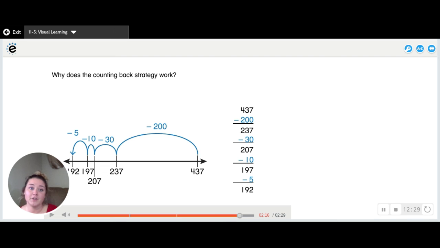Okay, that's for you to think about. Why does the counting back strategy work? Or subtracting on a number line?